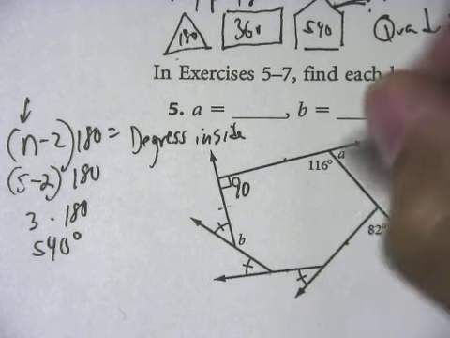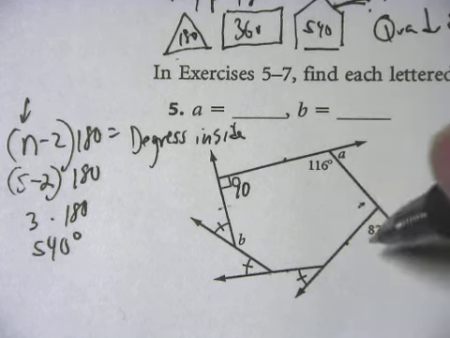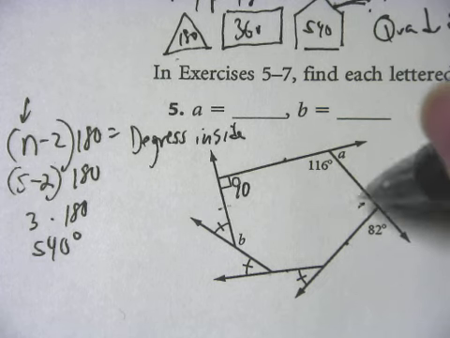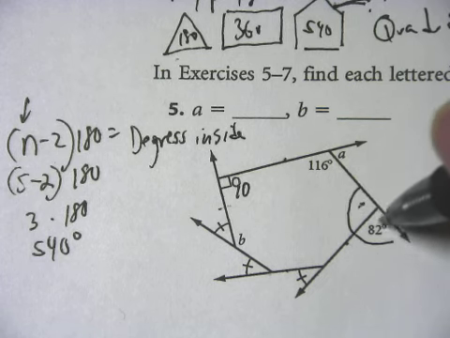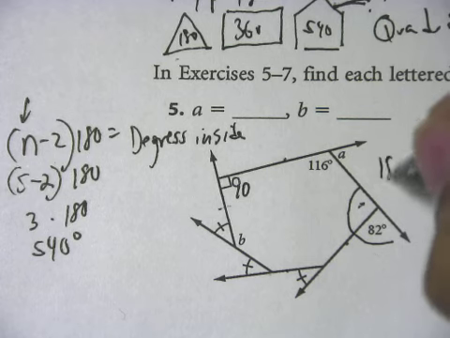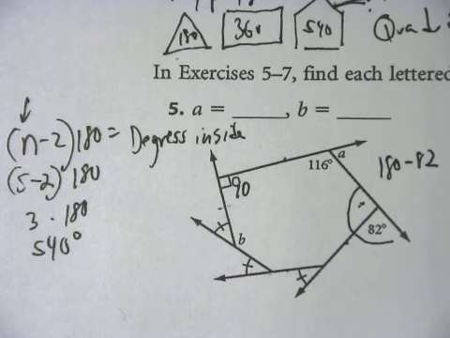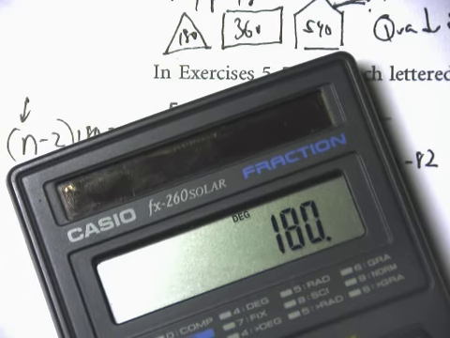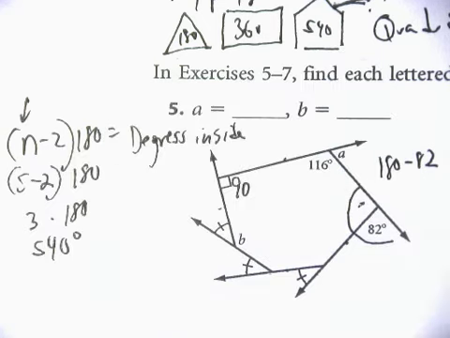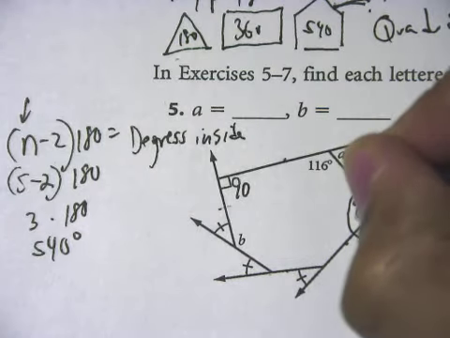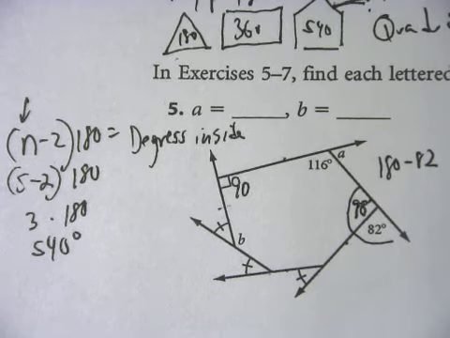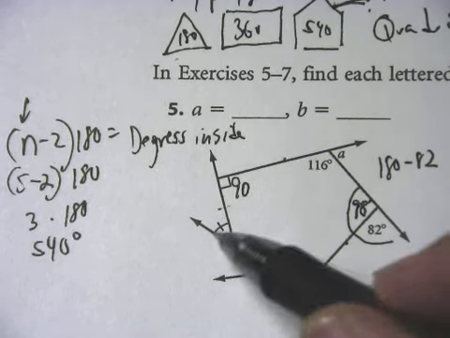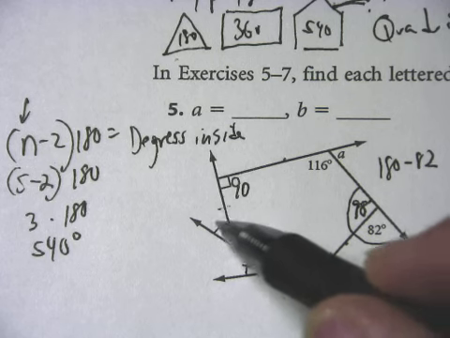Well, I know that this here is 90. I know that this here is 116. I can find this angle here because I know that these two are a linear pair, which means these two together add up to 180. So I could just do 180 minus 82. And that's going to give me 98. So I know that this is 98 degrees.